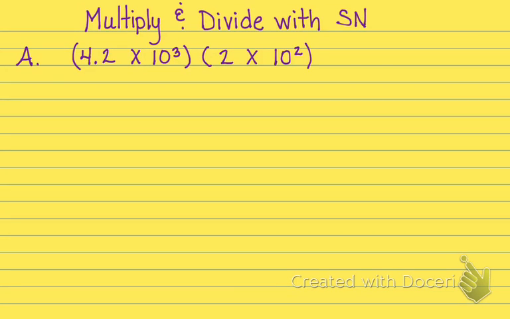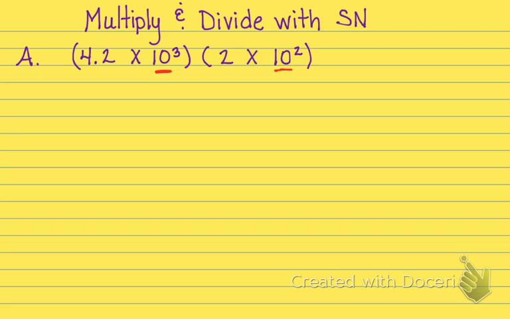Today we're going to talk about multiplying and dividing with scientific notation. So we're going to start out with multiplying first. You'll see an example here: 4.2 times 10 to the third times 2 times 10 to the second. We've already learned about our exponent rules. So these have like bases, 10 and 10.